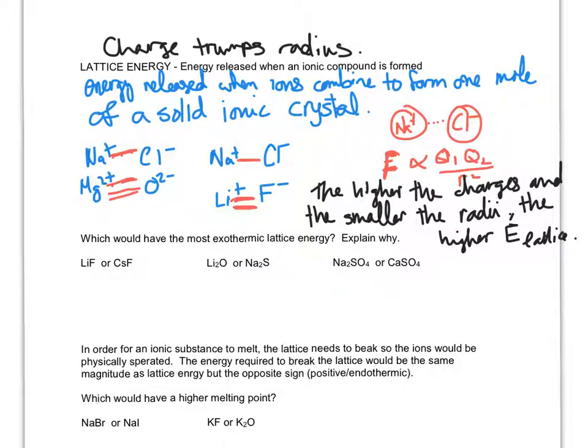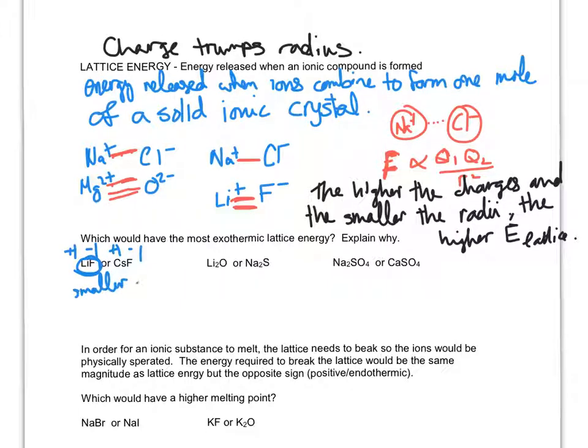So let's look at some examples here. It says, which would have the most exothermic lattice energy? Explain why. So that means which one would release the most energy when those ions combine. So let's look at these. We have LiF and CsF. So the first thing you want to do, charge is the most important thing. So you want to assign charges. So Li is +1, F is -1, Cs is +1, F is -1. So my charges are the same. If my charges are the same, then I look at the distance. Which one is smaller? That would be the LiF.